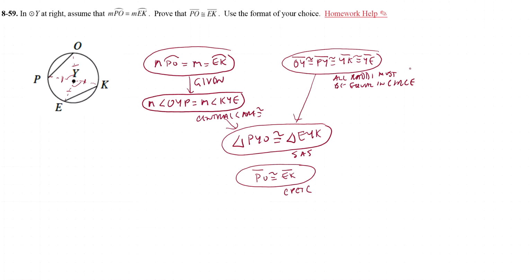So now, with this information, I can see that this triangle is congruent to this triangle by side angle side. And then from there, I can say segment OP is congruent to segment EK because of CPCTC, or congruent triangles, then congruent parts. So either one of those.